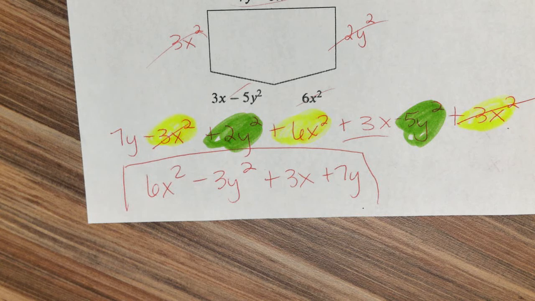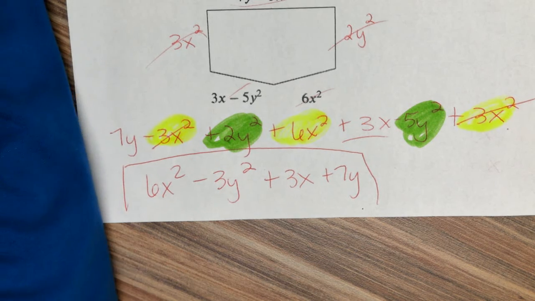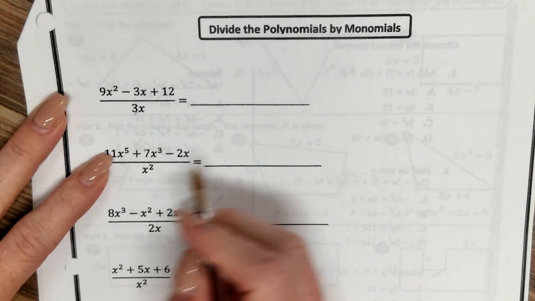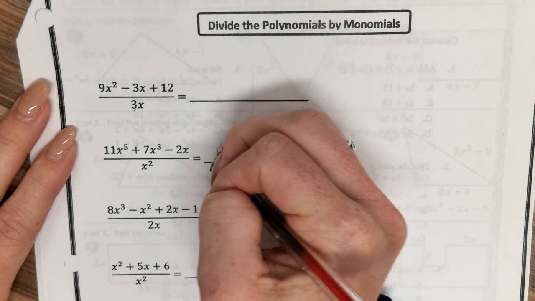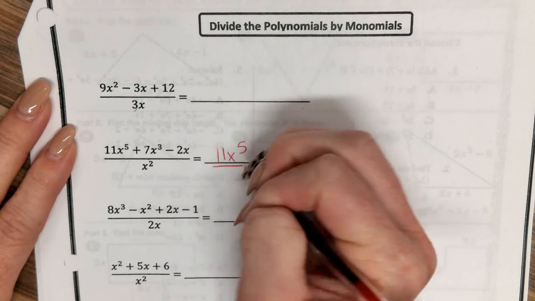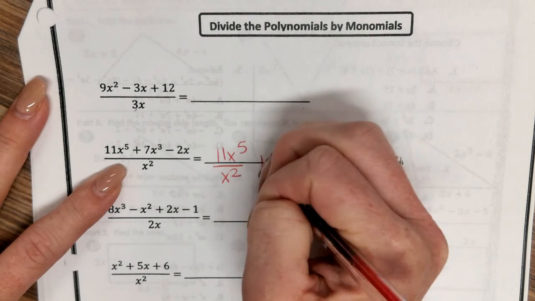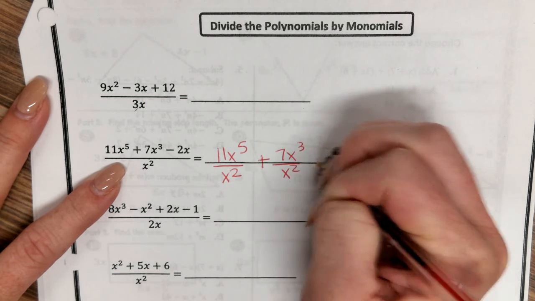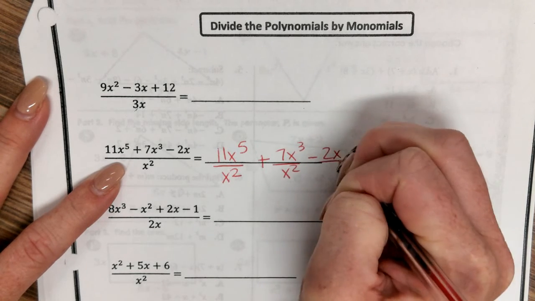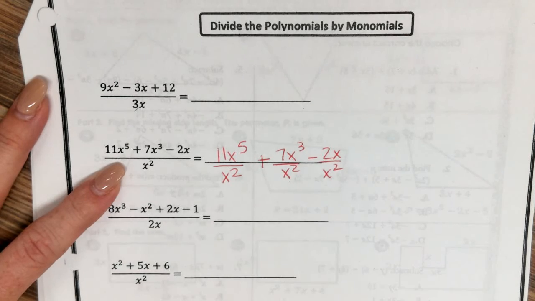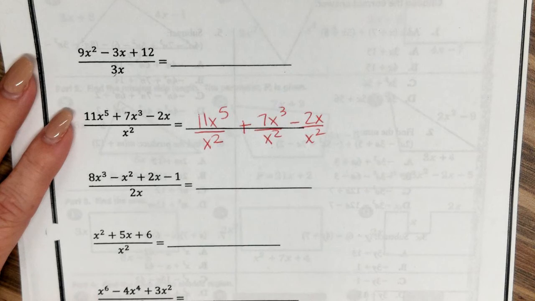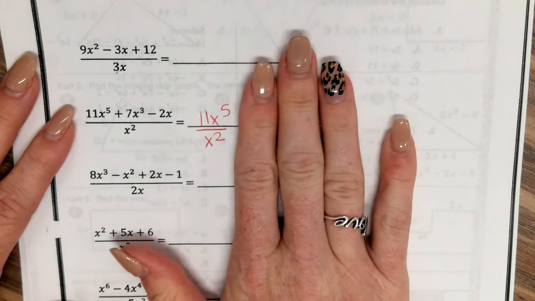Okay, I'm going to pass out your assignment, and we're going to go do one of the harder ones together. Okay, so we're looking at this one. You should have set it up like this. Did everybody at least set it up correctly? Yes? Okay, so you're going to look at each piece individually.